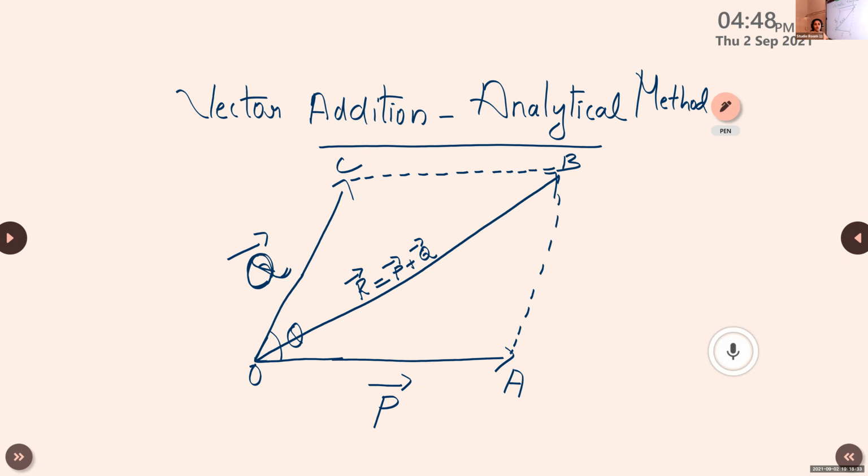Now we want to calculate the magnitude and direction of this resultant vector, vector R. Because the resultant vector is a vector quantity, it must possess a magnitude and a direction. So here we want to calculate the magnitude and direction of this resultant vector, vector R.